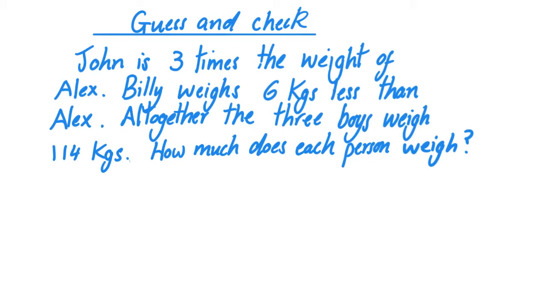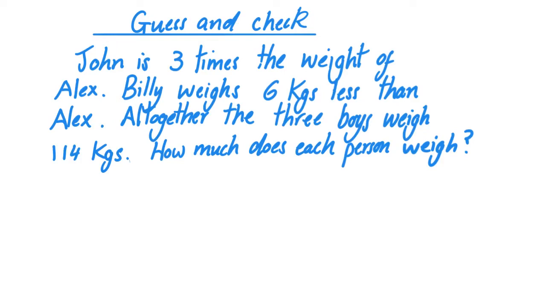In this example of guess and check, we've got the total. We need to work out each part. John is 3 times the weight of Alex. Billy weighs 6 kilos less than Alex. Altogether, the 3 boys weigh 114 kilos. How much does each person weigh?